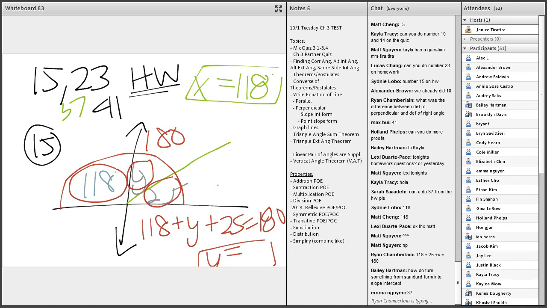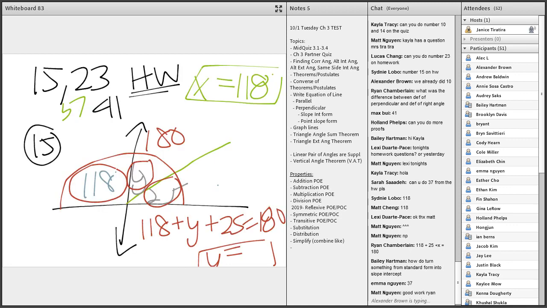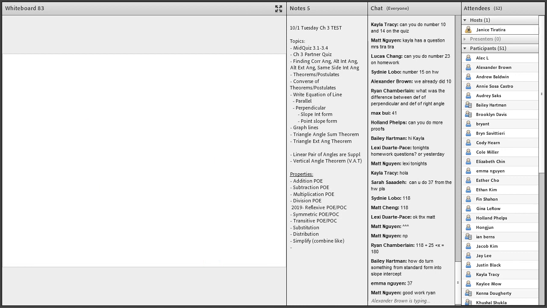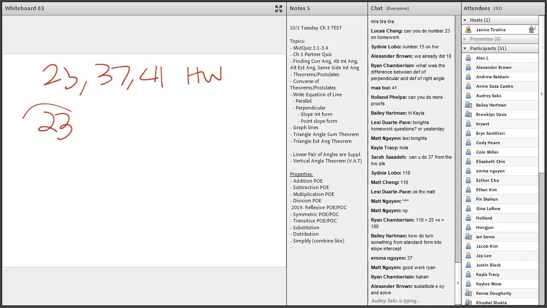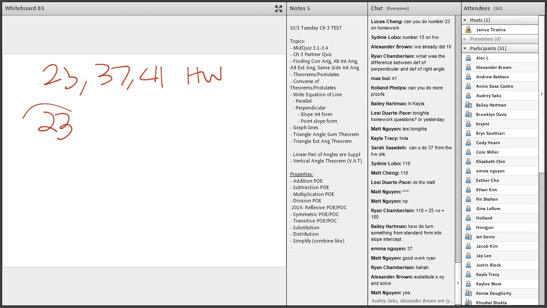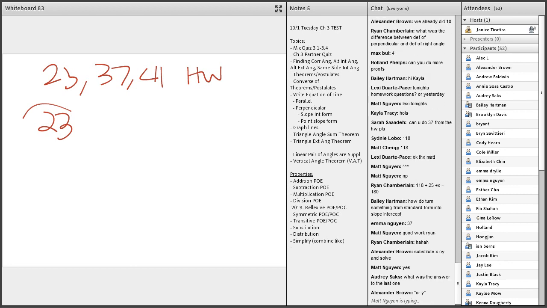How do you turn standard form to slope? Ooh, good question. Okay. Thanks, Ryan, for doing that. Then the next one, oh gosh, I already forgot the number. I just did 15. Now 23, 37, 41 from the homework. Okay, we have 8 minutes for the homework, and I'll do the proofs. So 23, where's 23?